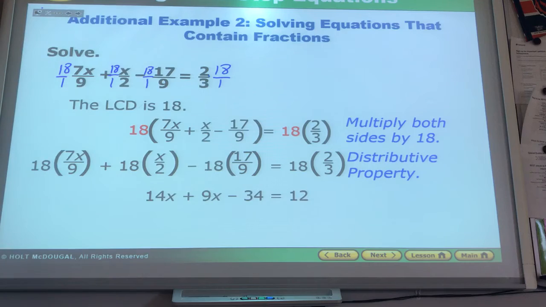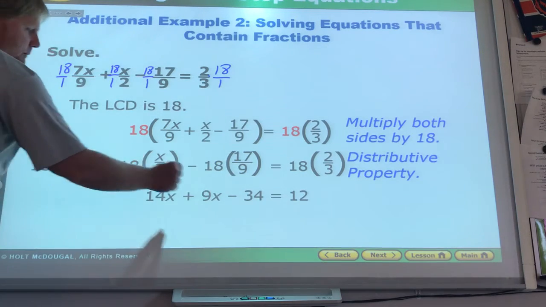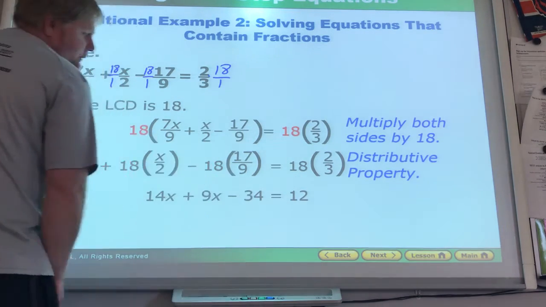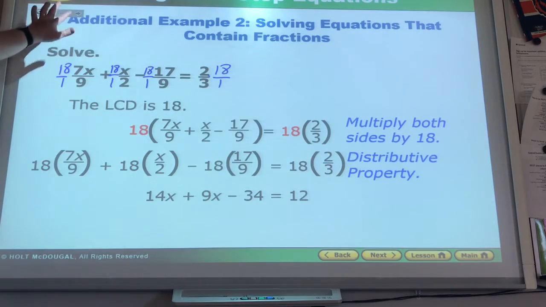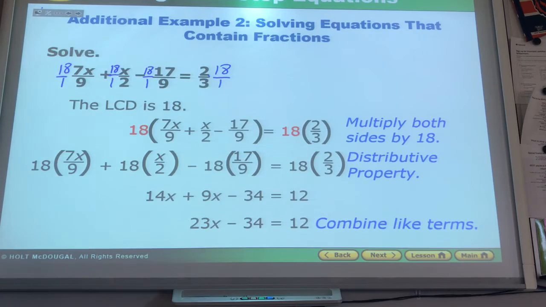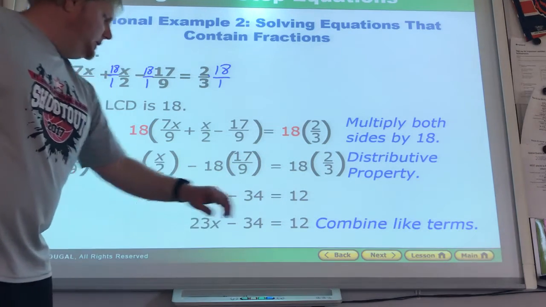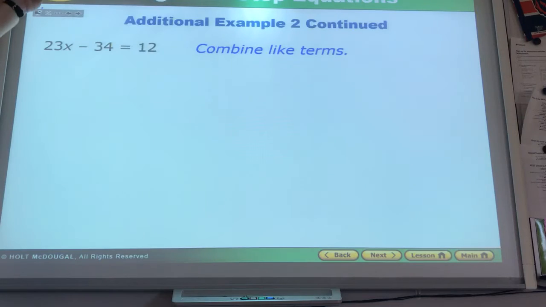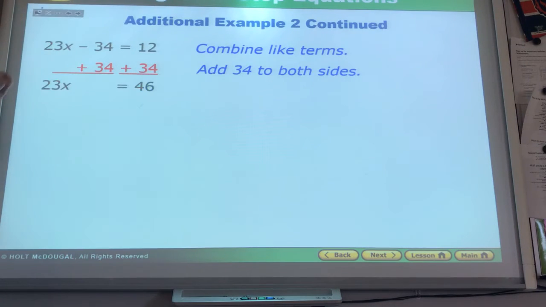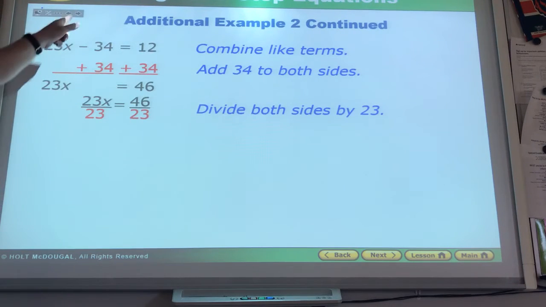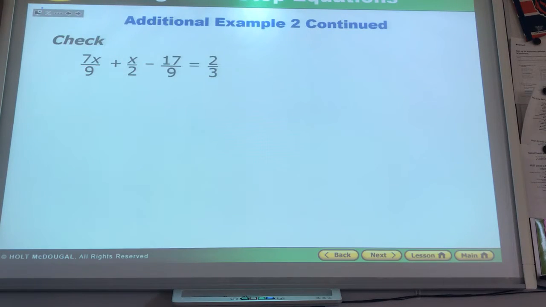When they multiply those out, 14x plus 9x plus 34 or minus 34 equals 12. We distributed everything. Now we combine like terms. 23x minus 34 equals 12. We come back over here. There's the inverse operations. Add 34 to both sides. There's 23x equals 46. We do inverse operations again. X equals 2. All right, so we check that by putting that 2 back in.